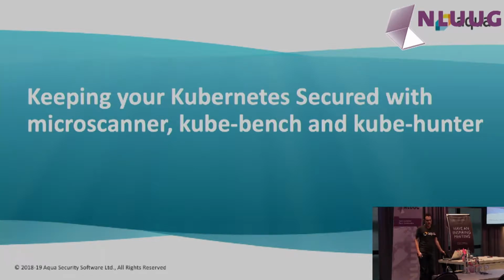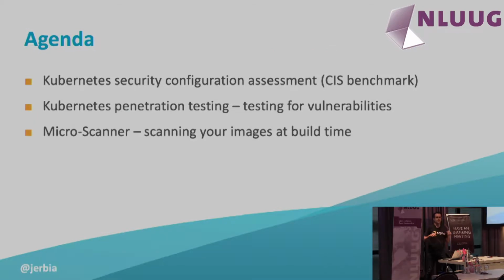And in this session, what we are going to do is a workshop. We are going to go over some of the open source tools that are related to Kubernetes. We're going to go over three tools. One of them is called kube-hunter, the second one is kube-bench, and the third one is something called microscanner. Microscanner is not open source, but it is a free tool also for Kubernetes. With show of hands, how many people here know what Kubernetes is? Good, so I don't need to explain Kubernetes. So let's start.